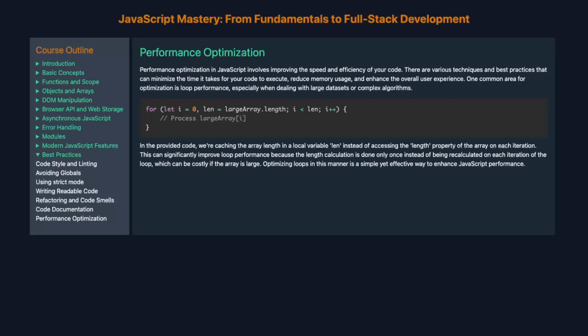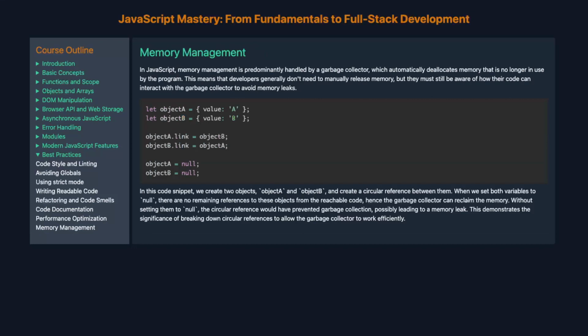In the provided code, we're caching the array length in a local variable len, instead of accessing the length property of the array on each iteration. This can significantly improve loop performance because the length calculation is done only once instead of being recalculated on each iteration of the loop, which can be costly if the array is large. Optimizing loops in this manner is a simple yet effective way to enhance JavaScript performance.